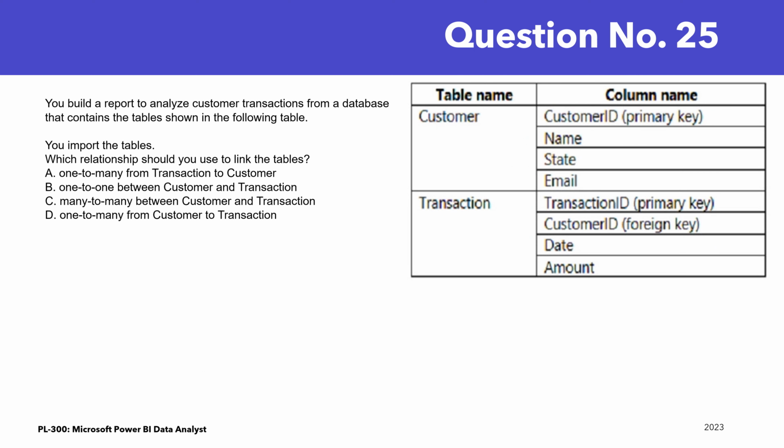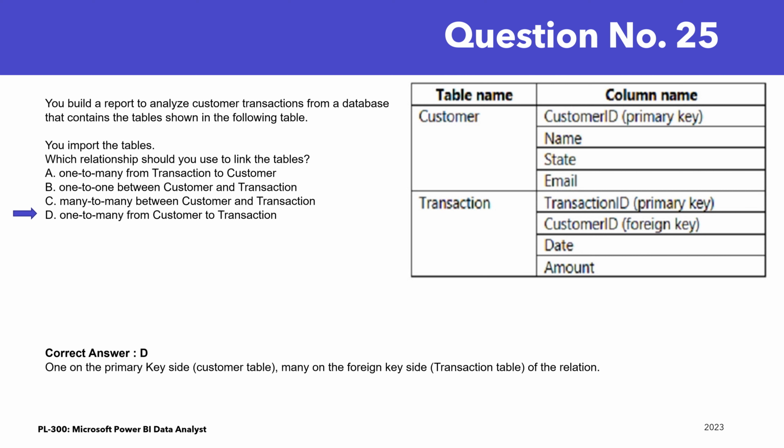You build a report to analyze customer transactions from a database that contains the tables shown in the following table. You import the tables. Which relationship should you use to link the tables? A. One-to-many from transaction to customer. B. One-to-one between customer and transaction. C. Many-to-many between customer and transaction. D. One-to-many from customer to transaction. Correct answer, D.